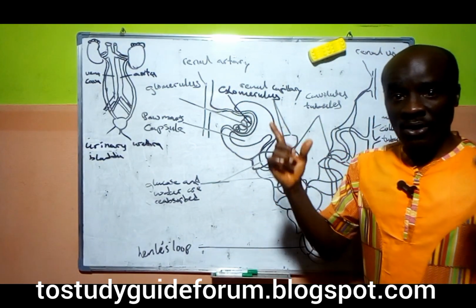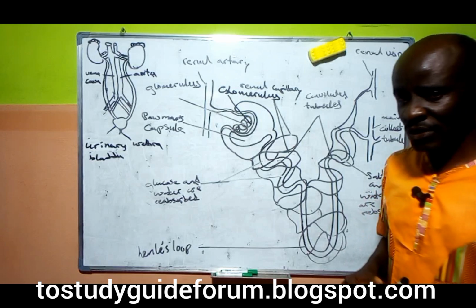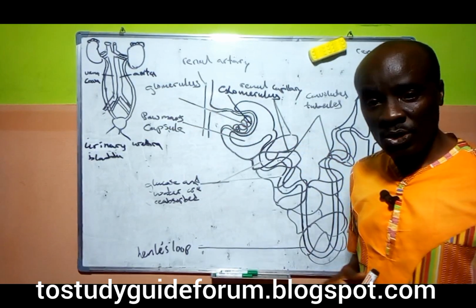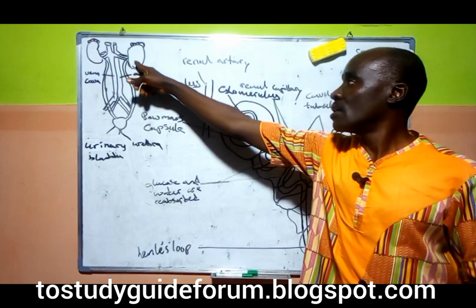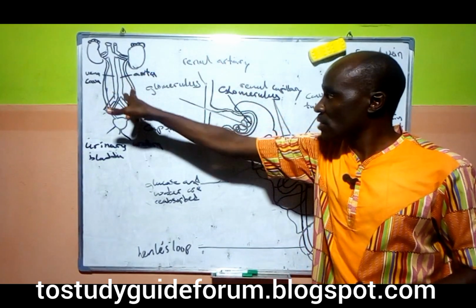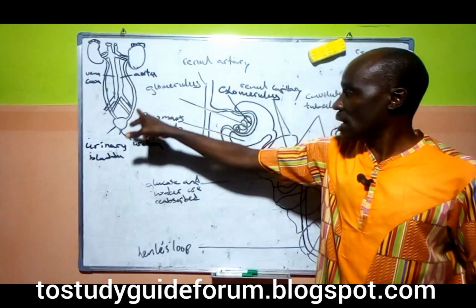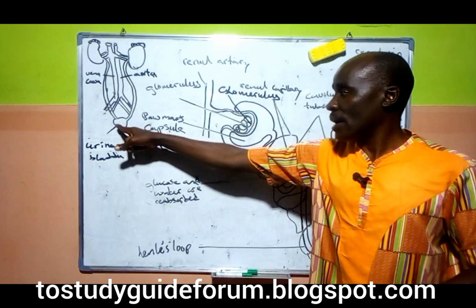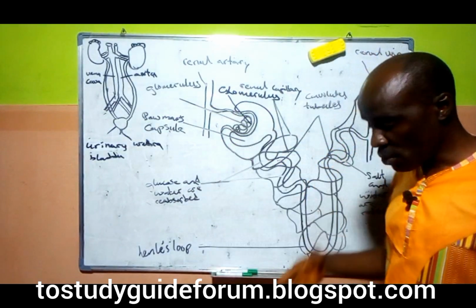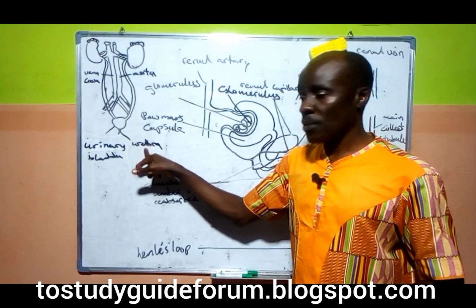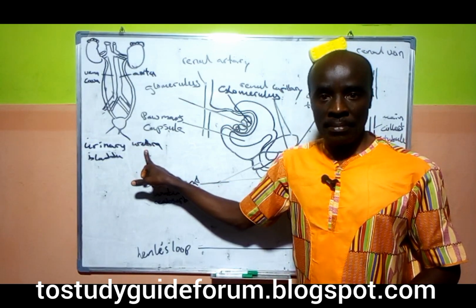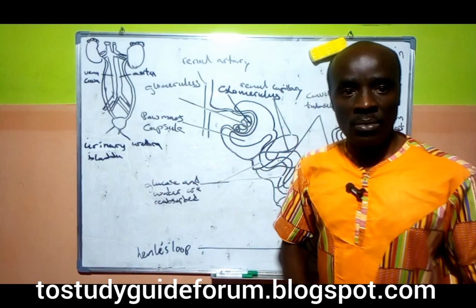into the pyramids, which we discussed in our first video, where it opens to the pelvis. From the pelvis, it moves down to the ureter. From the ureter to what? The bladder, where it is stored. After storing, when the bladder is filled, it then moves down and passes out through the urethra.